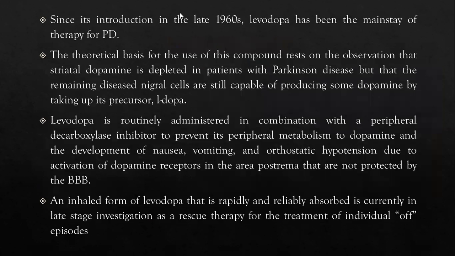Since its introduction in the late 60s, it has been the mainstay of therapy for Parkinson's disease. The theoretical basis for the use of this compound rests on the observation that the striatal dopamine is depleted in patients with Parkinson's disease, but the remaining diseased nigral cells are still capable of producing some amount of dopamine by taking up its precursor L-dopa. So levodopa is routinely administered in combination with the peripheral decarboxylase inhibitor, which we already saw, carbidopa. This is to prevent the dopaminergic side effects like nausea, vomiting, and orthostatic hypotension, which happen outside the blood-brain barrier.